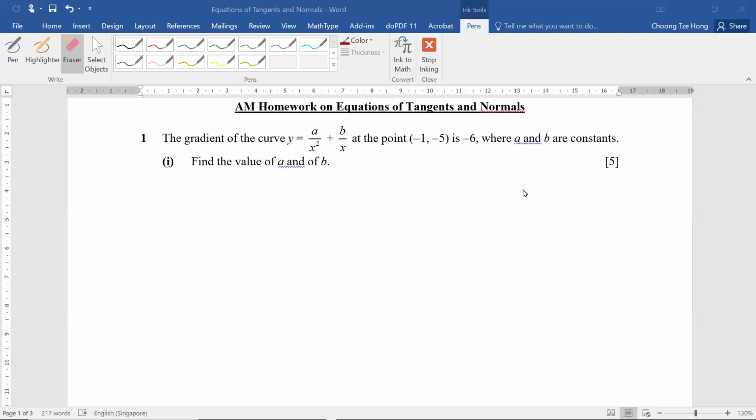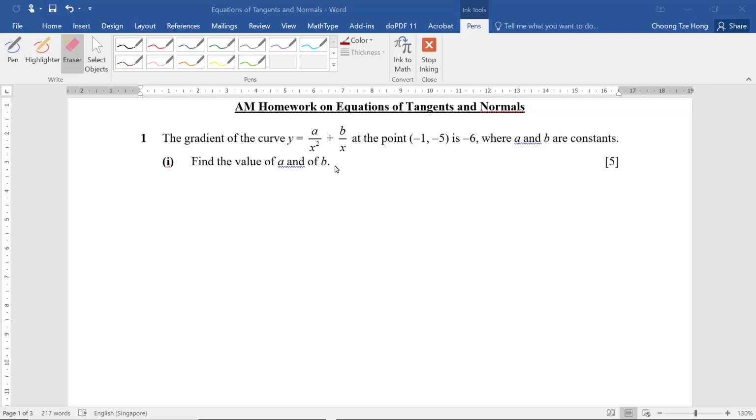Right, so whenever you see a question whereby there are two unknowns, a and b, to be solved, the first thing that should come to mind would be to solve simultaneous equations. Because whenever you have two unknowns, you should always try to form two equations, and then if you solve them simultaneously, you should be able to find the values of a and b. Right, so let's see how we can get the first equation.